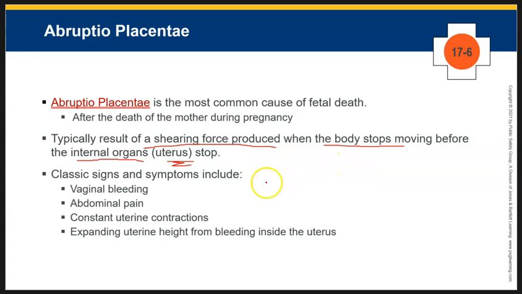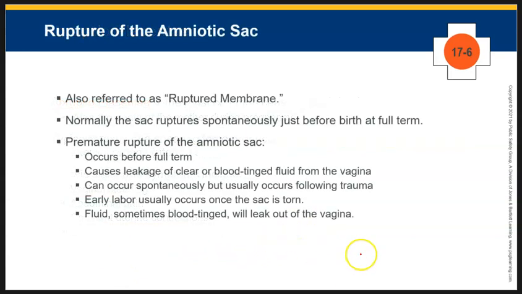And so classic signs and symptoms, again, vaginal bleeding and abdominal pain, but it's going to be accompanied by constant uterine contractions. And because of the internal bleeding, the uterus is actually going to move up inside that abdominal or pelvic cavity. We can get rupture of the amniotic sac. Normally this will happen just before birth occurs, but if it happens prematurely, we'll see the clear amniotic fluid leaking from the vagina. It can occur spontaneously, but most often occurs following trauma.